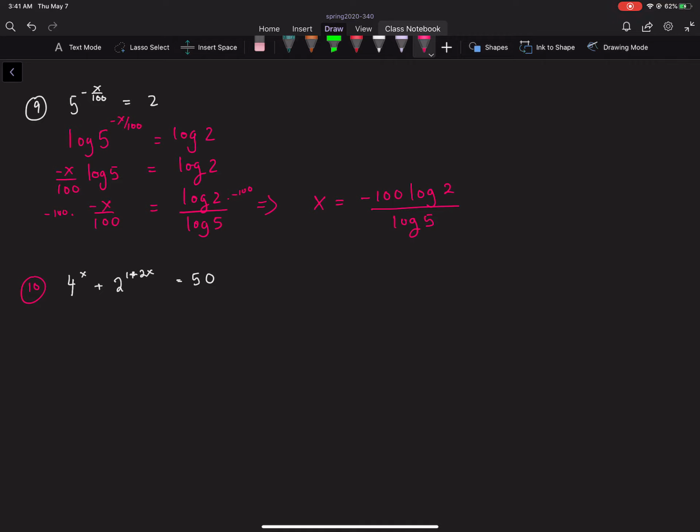But I can see that I can write 4 as 2 squared, raised to the x, plus 2 to the 1 plus 2x is equal to 50. Now that leaves me with 2 to the 2x plus 2 to the 1 plus 2x. Now this is going to be very interesting. So how do we add these two?